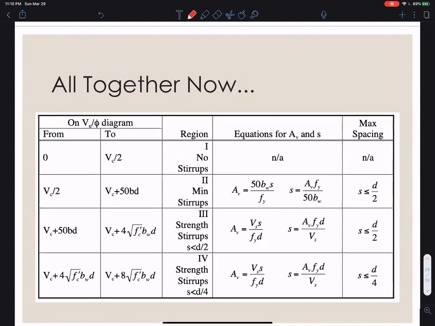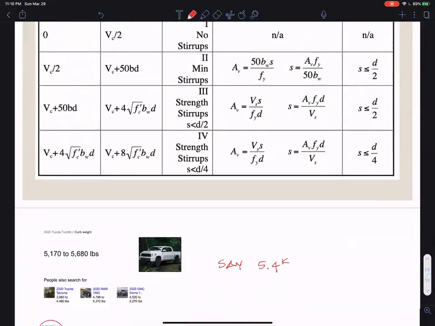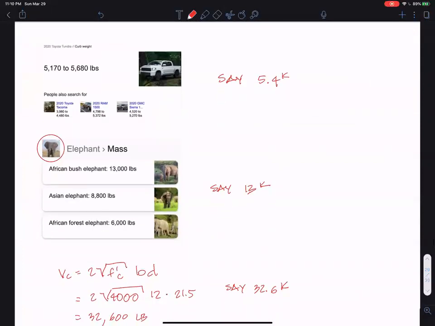The next thing we're going to do is put everything we've talked about together into one table, this table right here. But before we do that, I want to talk about using different things as units. For example, my truck, a Toyota Tundra, weighs anywhere from 5,170 to 5,680 pounds. Let's say 5.4 kips is the weight of a Tundra.